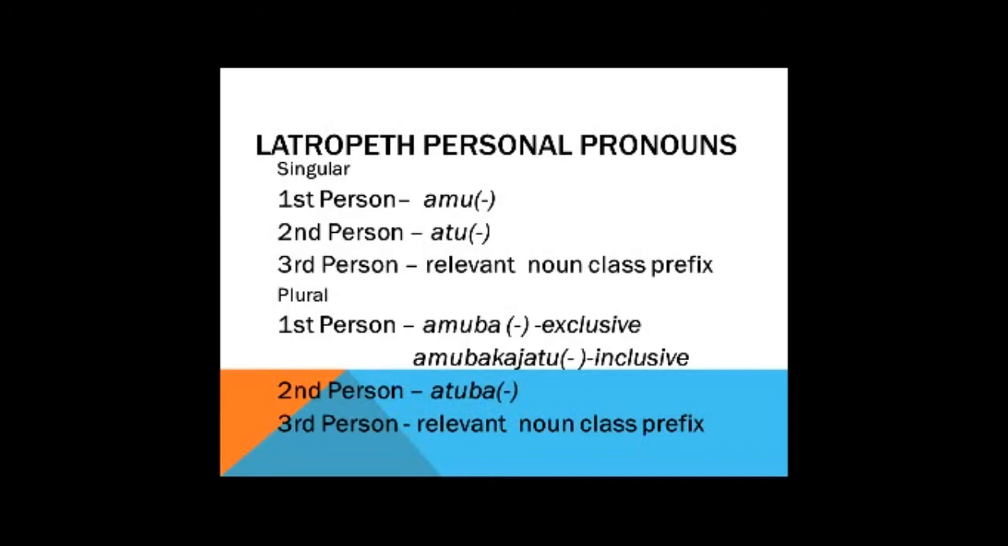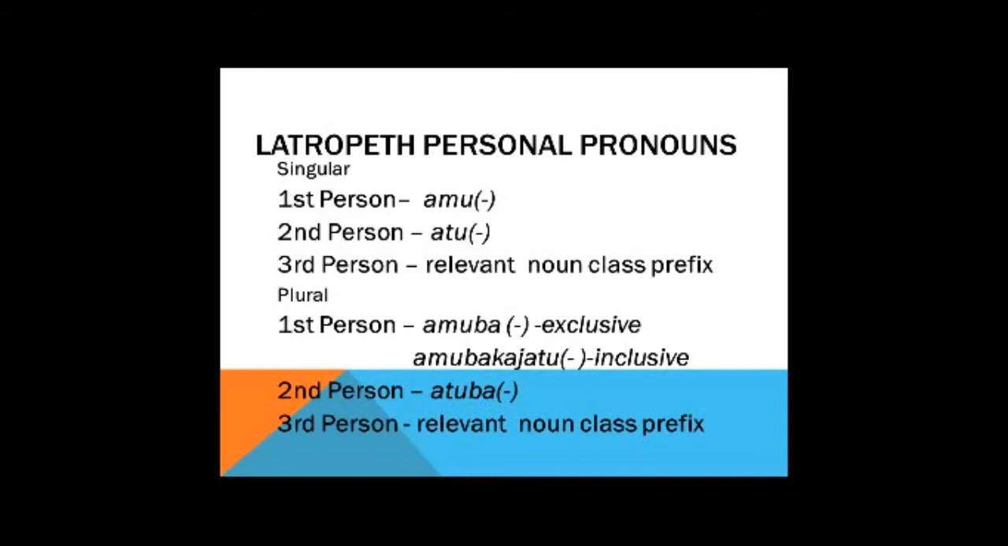There is no real third person equivalent to he, she or it as such in Latropeth. It's really just whatever the relevant prefix is that cross-references the noun class of whatever third person or thing you're talking about, and that will just appear as usual as part of the verb. You might actually omit the noun itself from the sentence, and basically that does the work of the third person pronoun. You've got your plural forms.